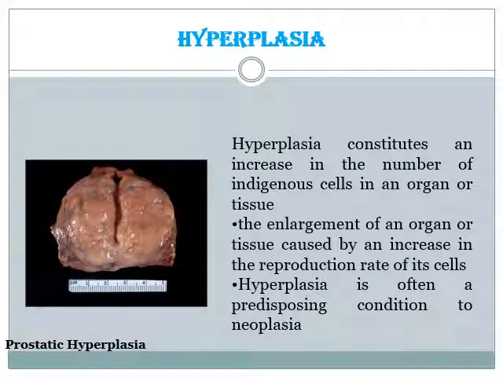Hyperplasia. Hyperplasia constitutes an increase in the number of indigenous or naturally growing cells in an organ or tissue. It is the enlargement of an organ or tissue caused by an increase in the reproduction rate of its cells. It is often a predisposing condition to neoplasia. Here is an example of prostatic hyperplasia.